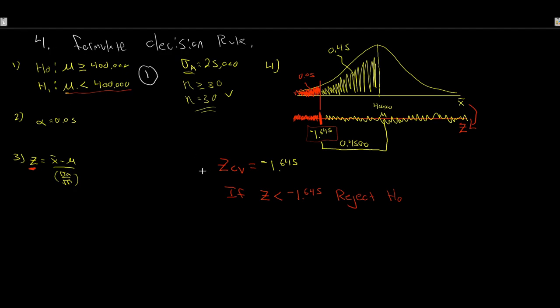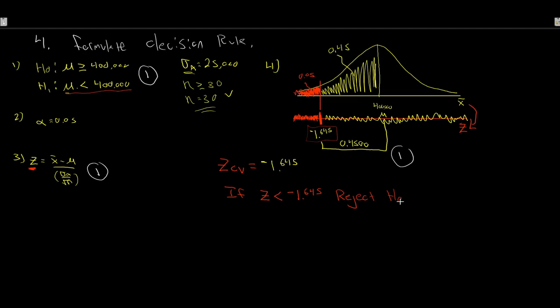One mark for correctly stating your null and alternative. This one here, I give to you, so no, you don't get a mark for that. One mark for getting the right test statistic, identifying the right tool. Finally, one mark for correctly stating your decision rule. So you've identified the right side. We're negative because we're to the left, and I have the right one, and I've stated this correctly: if z is less than negative 1.645, reject my null.